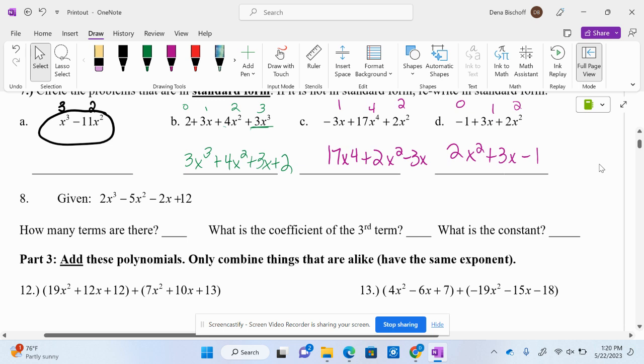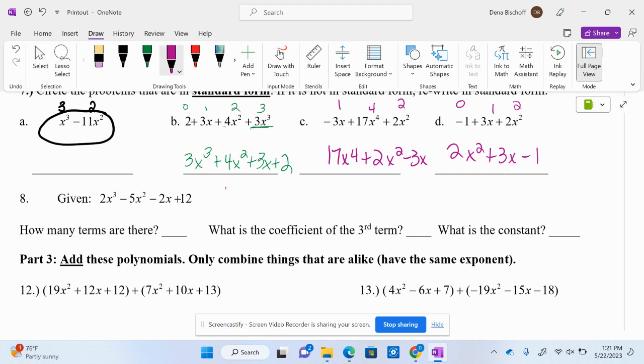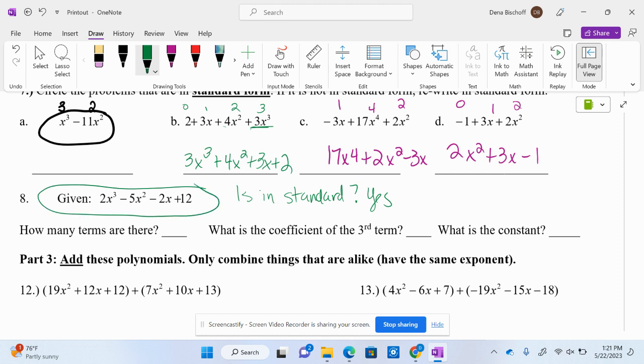All right. Example number 8 says given 2x cubed minus 5x squared minus 2x plus 12. My first question is, before you start answering about leading terms and number of terms, is this in standard form? Yes, it is. So when you see something like this, before you answer how many terms there are or what the leading coefficient is, you have to make sure it's in standard form, because otherwise you could have the leading coefficient wrong. And you need to make sure that there aren't any like terms, anything that you can simplify. So this is in standard form.